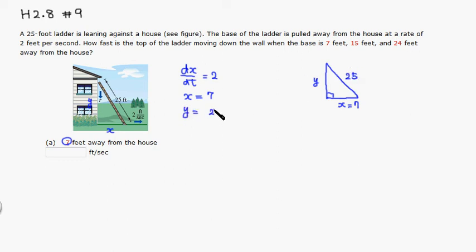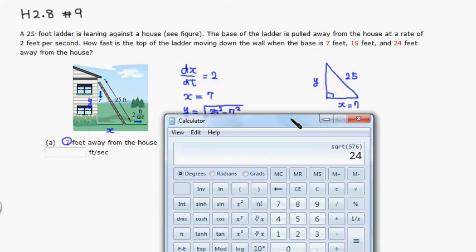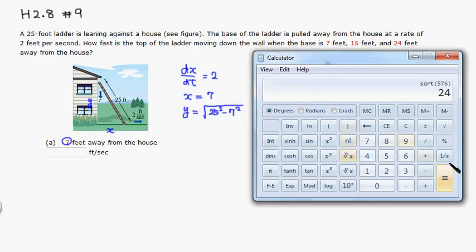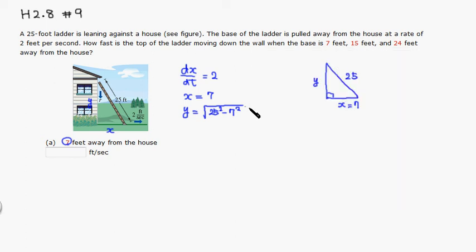the square root of 25 squared minus 7 squared. I'm going to cheat a little bit and pull out the calculator. I'm going to compute 25 squared minus 7 squared, get the value, then take the square root. So it came out to be 24. So y is 24.